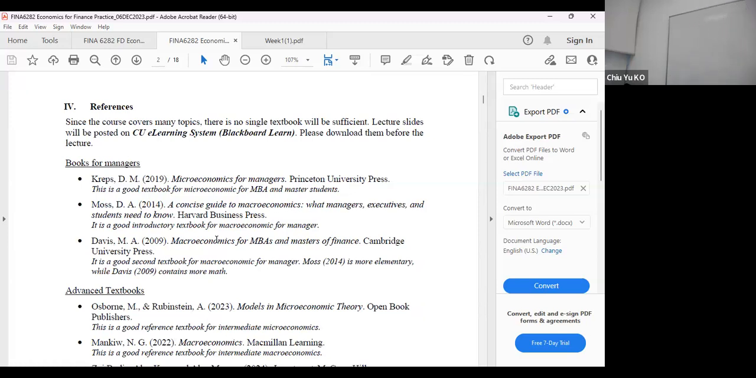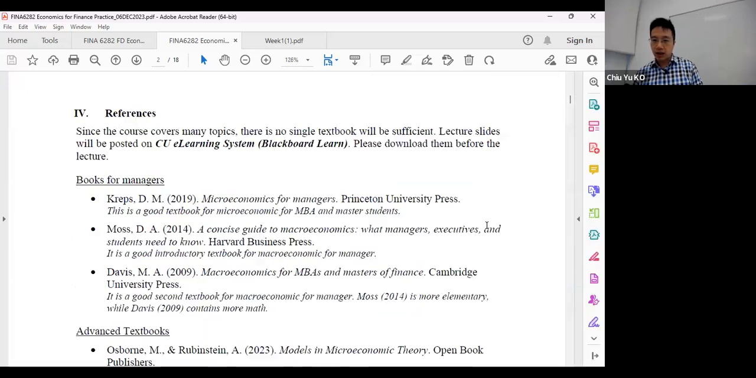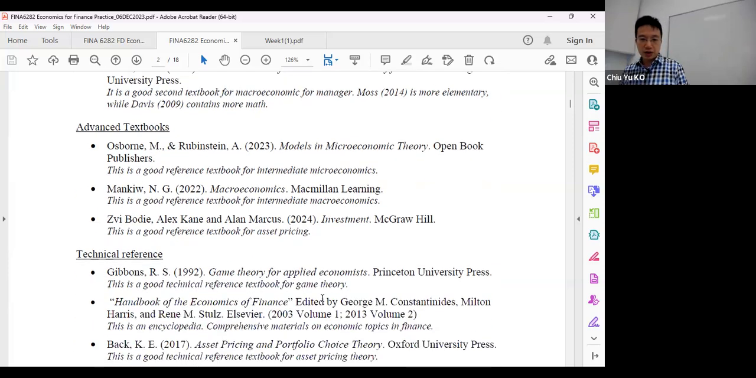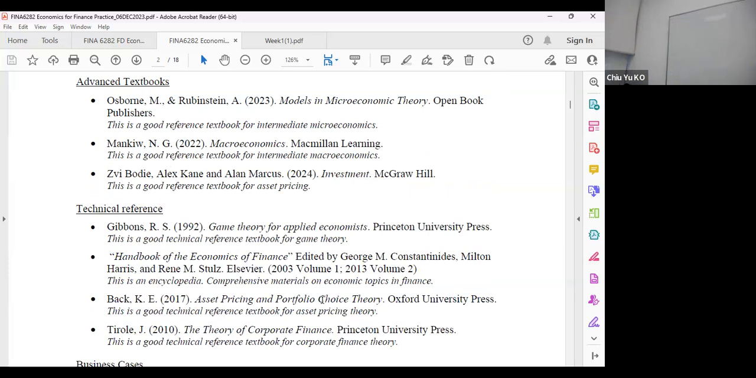But in case you are interested in knowing more, you probably want to look at the first three books. These are written for managers, especially the second and the third book. Even if you have been out of school for many years, these two books are still readable. The first book is slightly more technical if you haven't studied for a while, and the advanced textbook is slightly more advanced. So you probably only need to consult it when you're confused about what we do in class, or you want a little bit of a challenge. Of course, I also include some technical references for those who are already really good at math. Good, then you can take on the challenge.